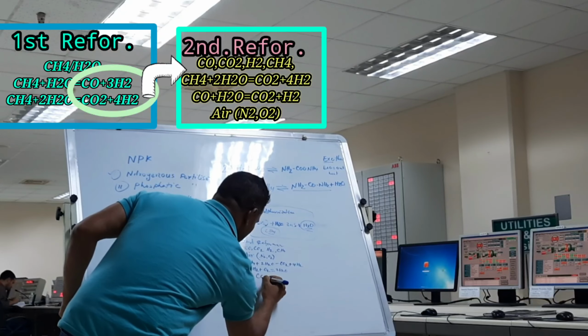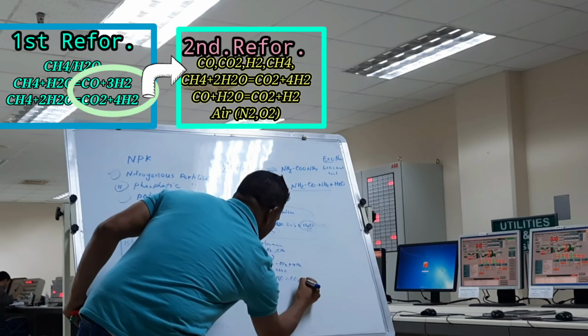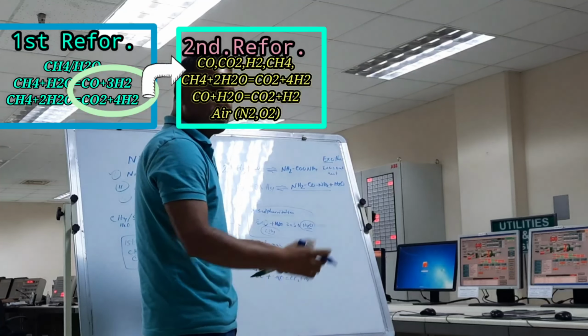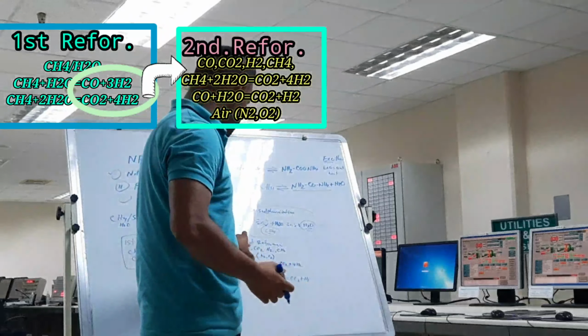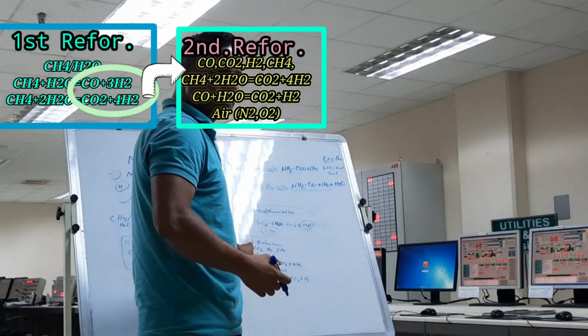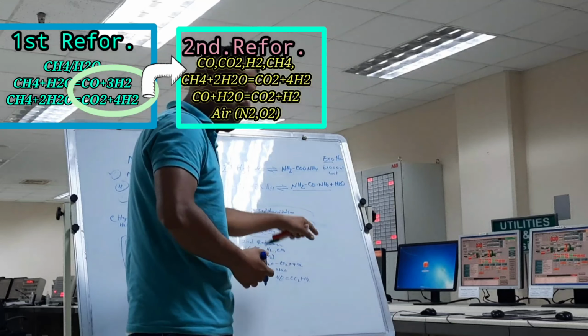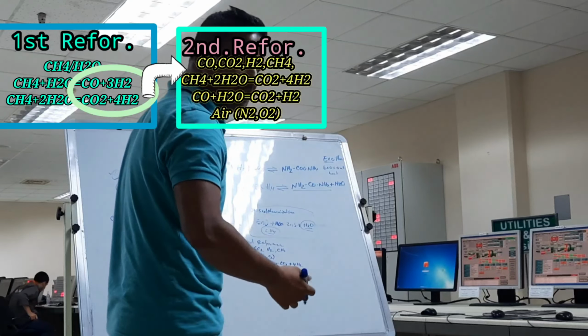Otherwise, this CO reacts with water. What will happen? CO2 plus hydrogen. So if carbon dioxide is... no. This is the secondary form. H2 plus... After it will go. This side also has some reaction. After it will go to the STS.